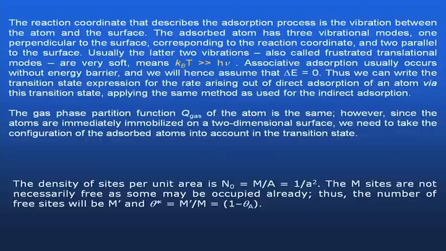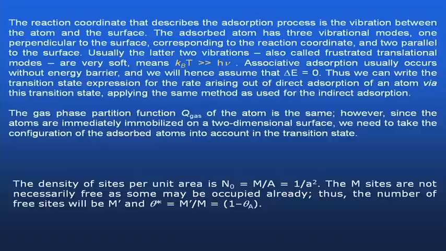So, suppose a vibration occurs like this on the surface, it may be very close to the translation on the surface, and it is given a new name. Although it is not a true translation, since it is really a vibration, it is called a frustrated translational mode, and they are very soft. This means your kT, that is the thermal energy, is much greater than your frequency of vibration.